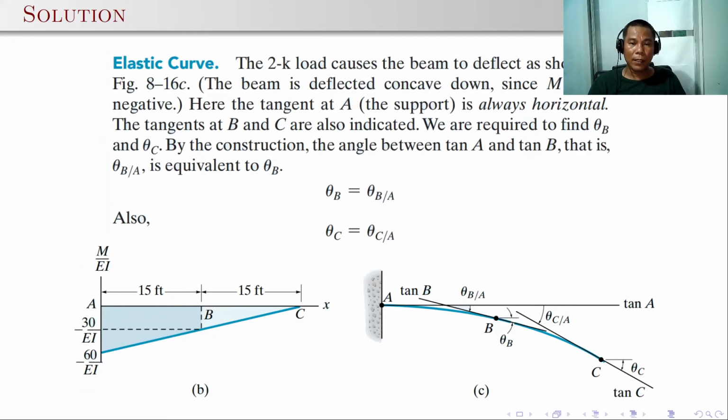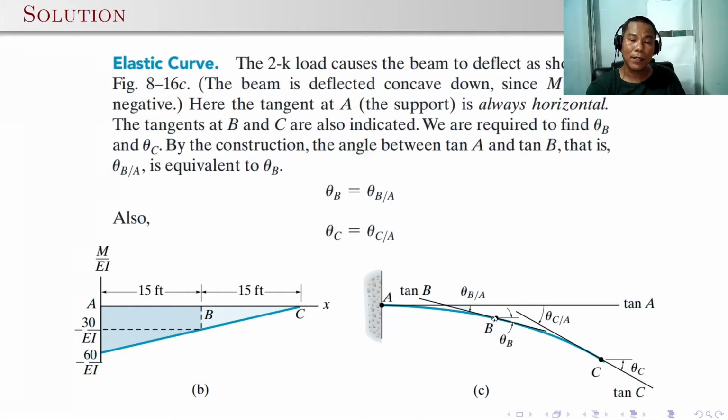The tangent at A, that is at the support, is always horizontal because it's a fixed support, so there will be no rotation. If you draw a tangent line at A with respect to the elastic curve, this tangent line at A will just follow the original position of the beam, that is horizontal. The tangents at B and C are also indicated. With respect to the horizontal, if you draw the tangent at point B, you can see the tangent line, and the angle of rotation at point B is simply the angle between the horizontal line and the tangent line at B, that's theta B.